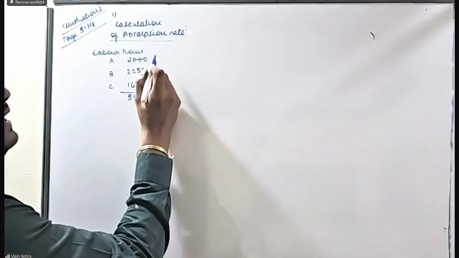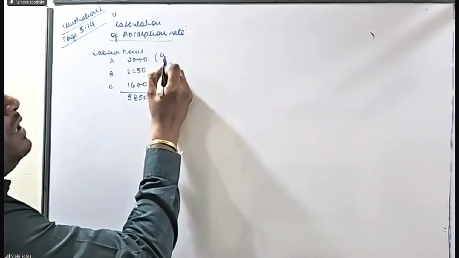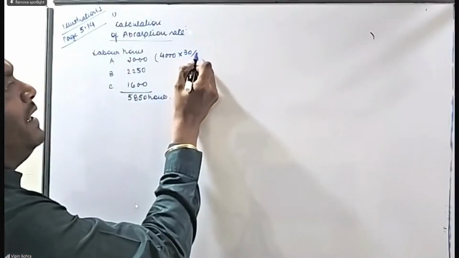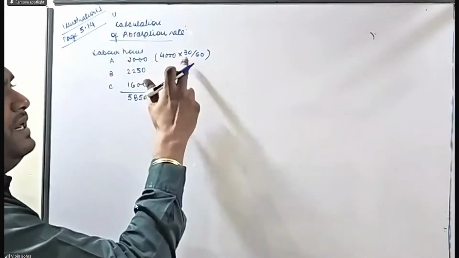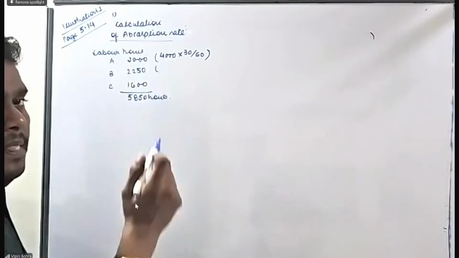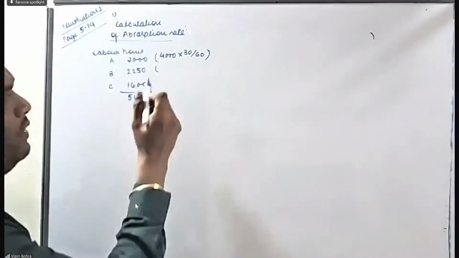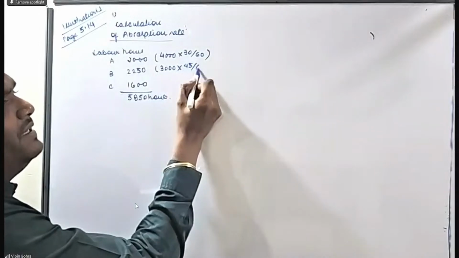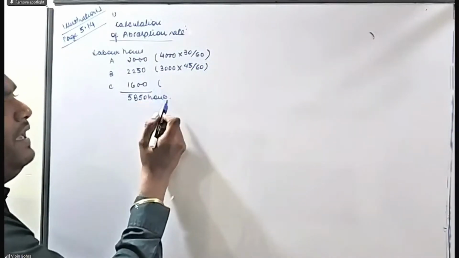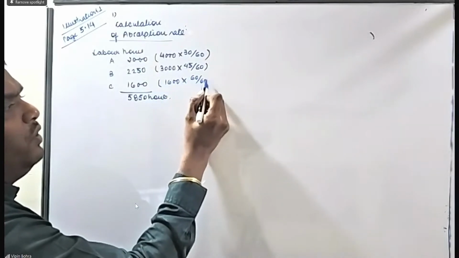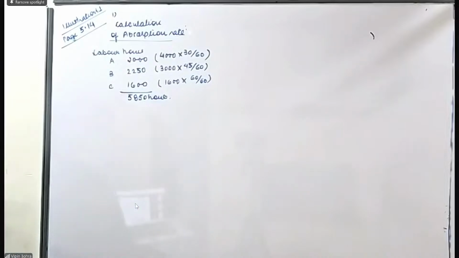How did I calculate this 2000? See, 4000 units and every unit requires 30 minutes. So we have to convert it into hours. So 4000 into 30 divided by 60. So 30 minutes, if you convert it into hours, you have to divide by 60. Again, when talking about B, it is 3000 units, so into 45 minutes divided by 60. Similarly, herein also, it is 1600 units and one unit requires 60 minutes. If we want to convert it into hours, divided by 60, so we will get the total hours.